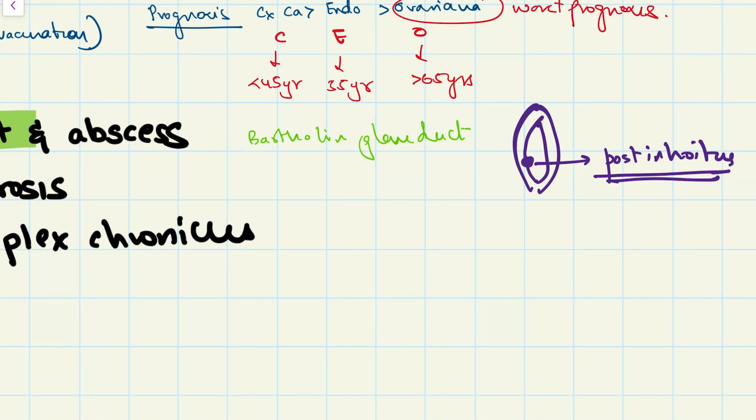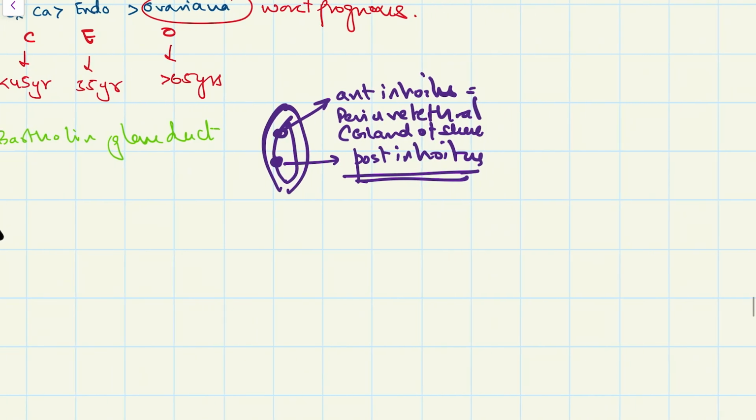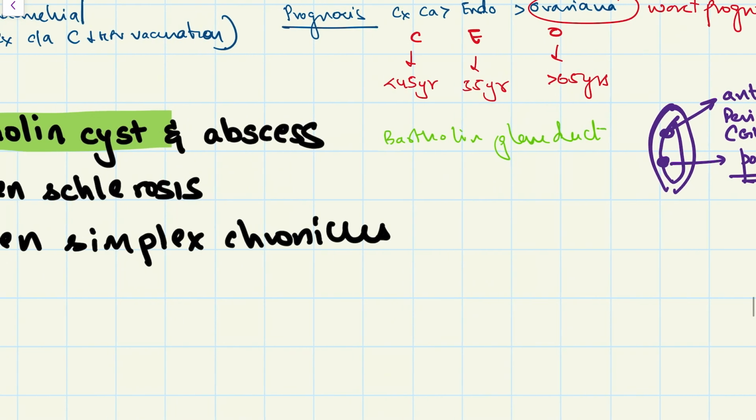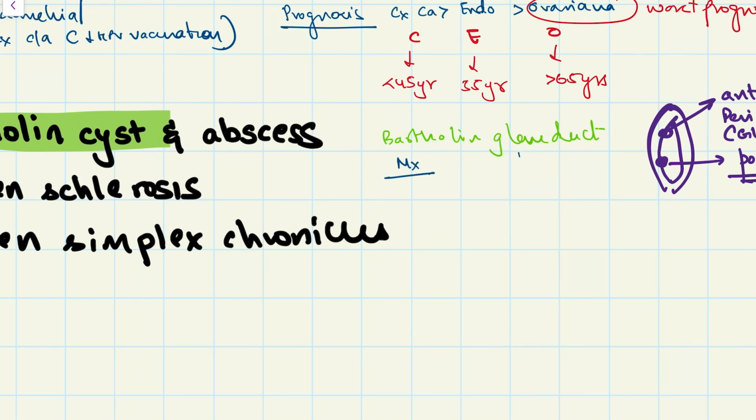Bartholin gland is homologous to the Cowper's gland, and if you see a cyst in the anterior introitus, it is due to periurethral gland cyst, which is also known as the gland of Skene. Remember, gland of Skene is homologous to the prostate gland and Bartholin is homologous to the Cowper's gland. For management of Bartholin gland cyst, the surgery is marsupialization, where the mucous membrane is everted to prevent its recurrence.